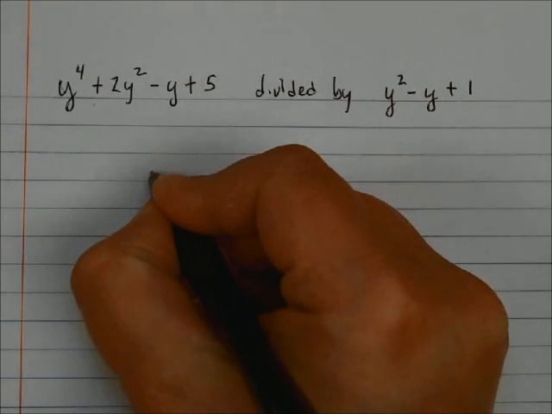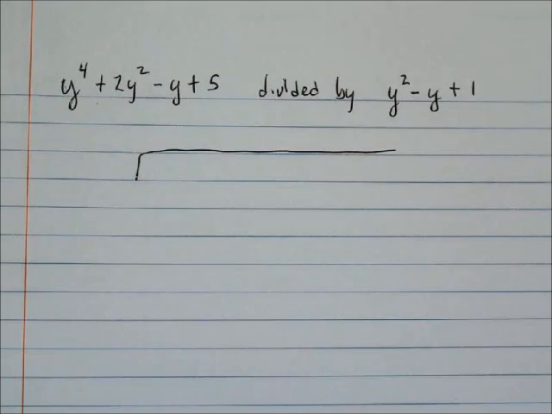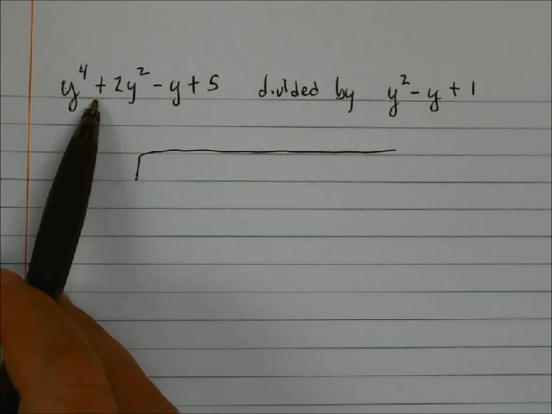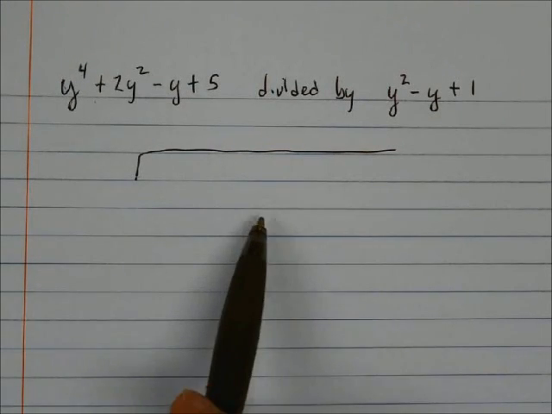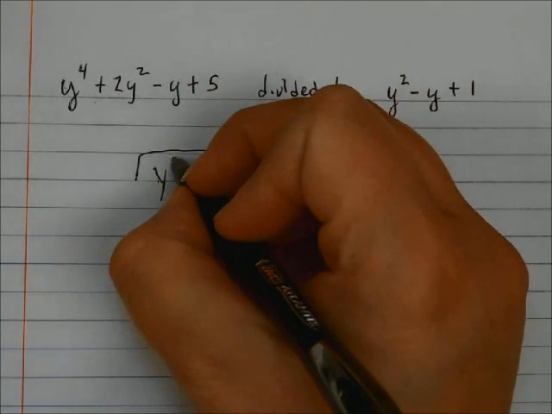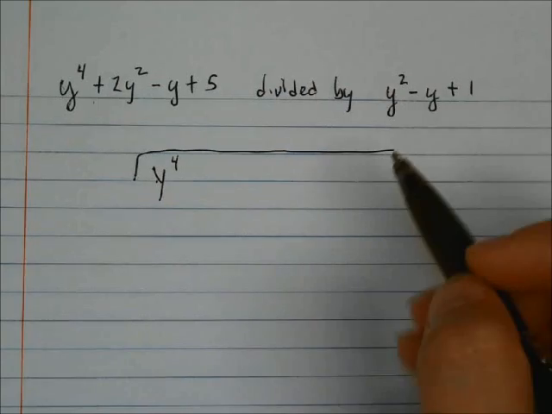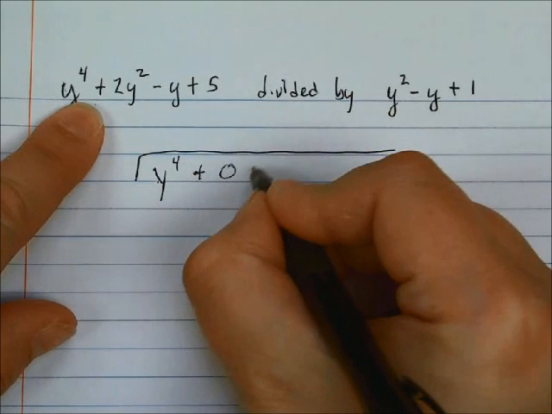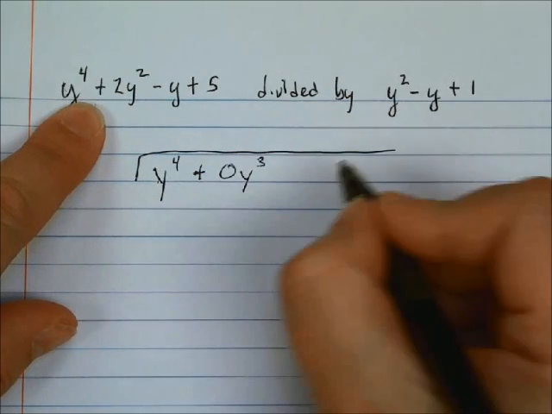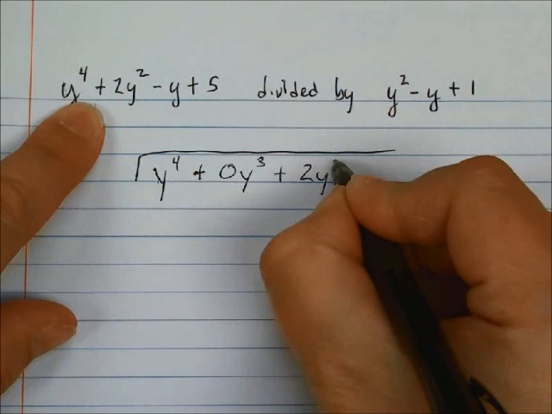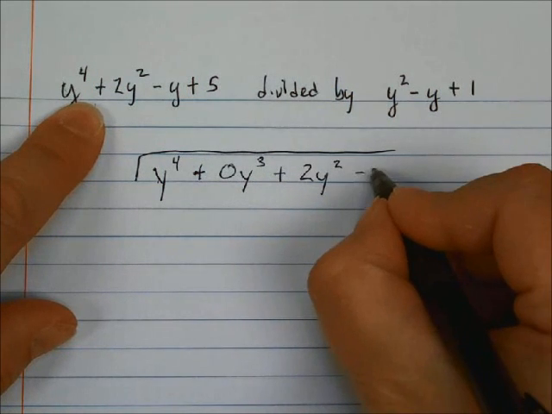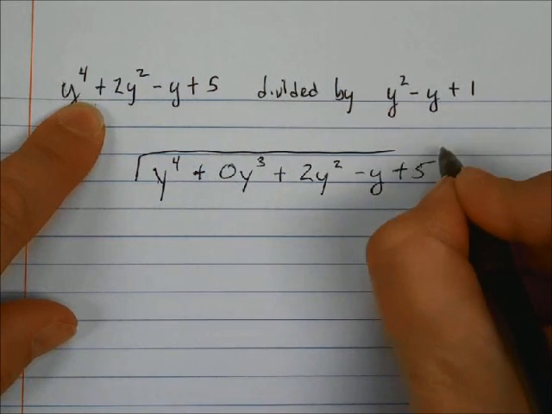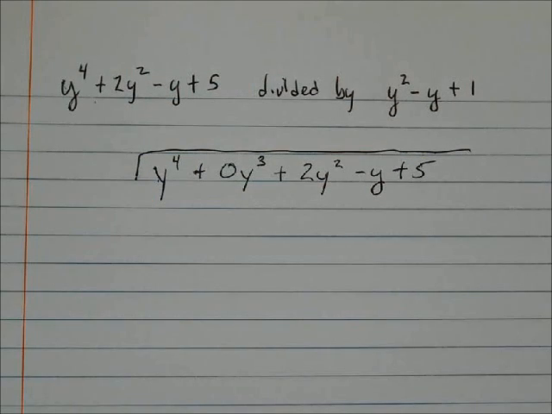First of all, I'm going to put the polynomial under my division. Notice on this one there is no y cubed term, so I have to make sure I include that when I write it under my division symbol. So I'm going to have y to the fourth. There aren't any y cubes, but I have to hold that spot. I'm going to have 0y cubed plus 2y squared minus y plus 5. This is like in synthetic substitution when we had to fill in terms that weren't there.